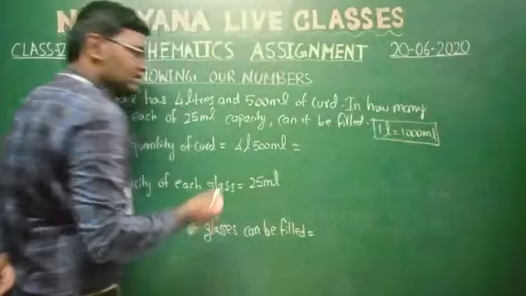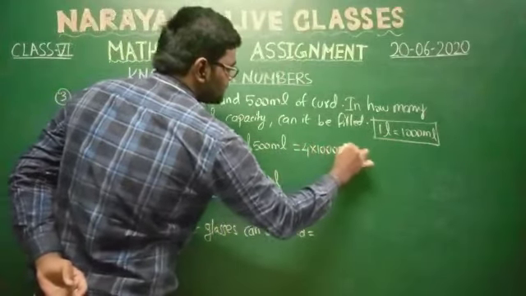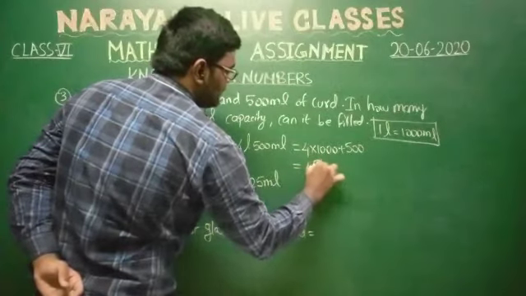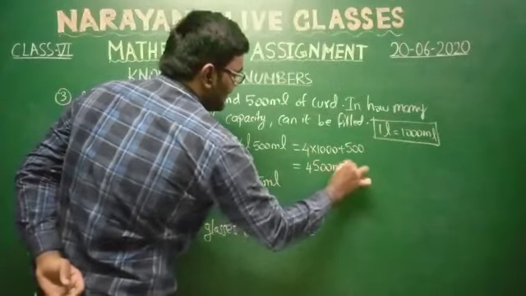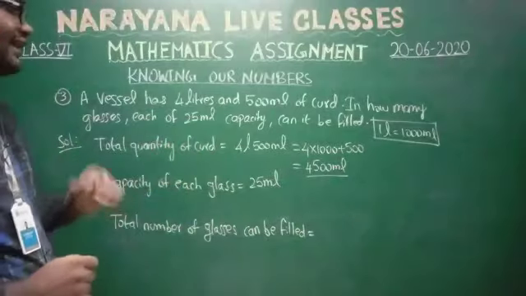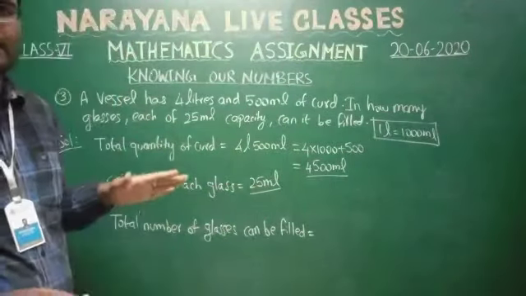1 liter is equal to 1000 ml. So you will get 4 into 1000 plus 500, which is 4500 ml. How much curd in ml? 4500 ml. The capacity of the glass is already in ml only.